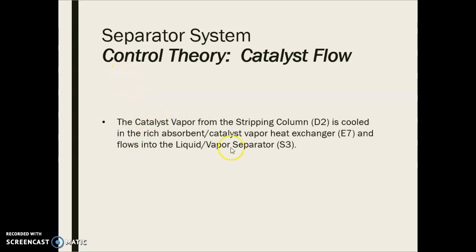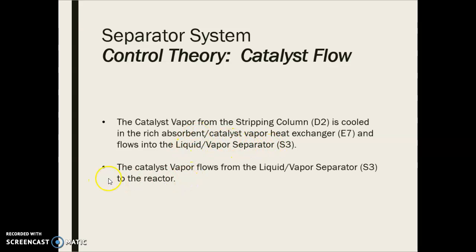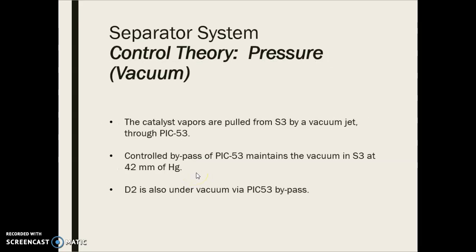Catalyst flow. The catalyst vapor from the stripping column D2 is cooled in the rich absorbent catalyst vapor heat exchanger E7, and that flows into the liquid vapor separator S3. The catalyst vapor flows from the liquid vapor separator S3 back to the reactor. So it completes its cycle after it has been absorbed and then stripped.